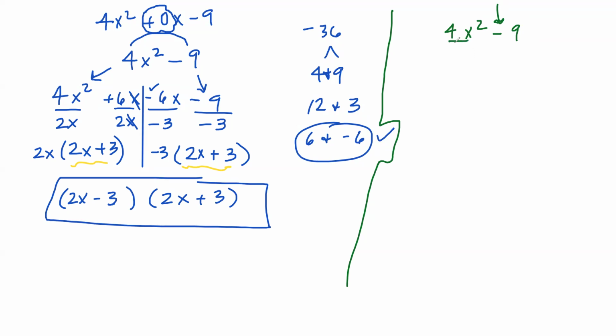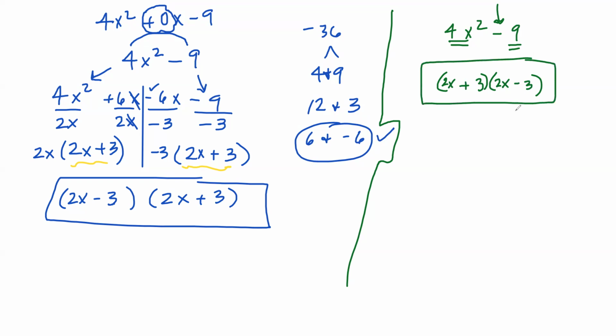And the first term has to be a perfect square. 2 times 2 is 4. X times x is x squared. So that's a perfect square. And the last term has to be a perfect square. 3 times 3 is 9. That means you're going to write the square root of the first thing in the front, 2x times 2x, that's 4x squared, and the square root of the last thing in the back, 3 times 3 is 9. You're going to write one with a plus and one with a minus. And notice that's what we have here.